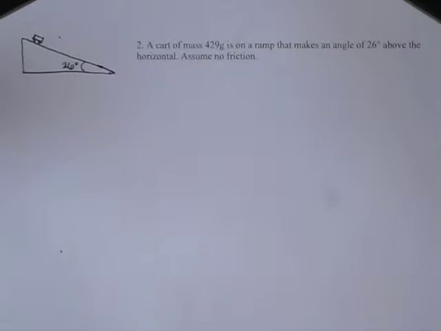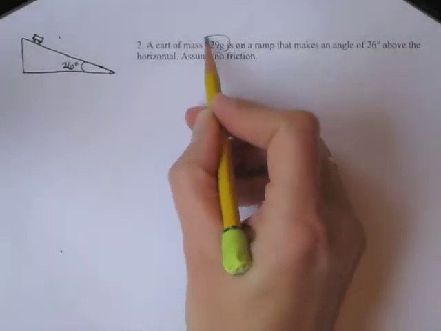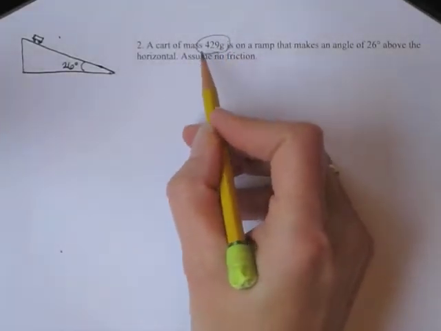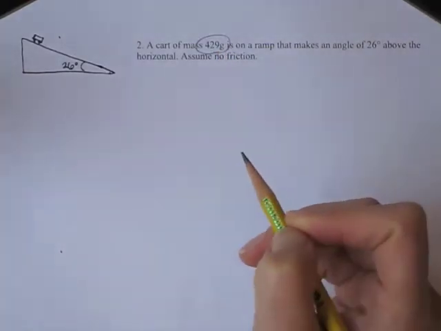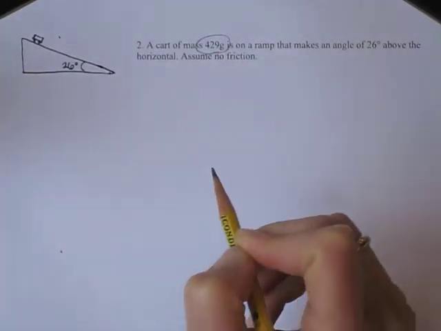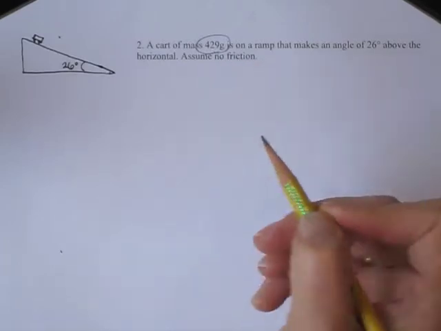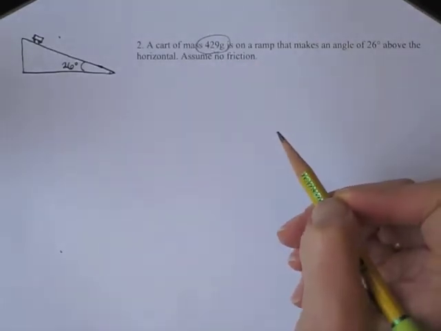Problem 2. A cart of mass 429 grams is on a ramp that makes an angle of 26 degrees above the horizontal. So this is about the mass of the carts that we use in class. So the numbers here that we get for newtons are reasonable for the types of forces that we work with when we work with the carts on the ramp.